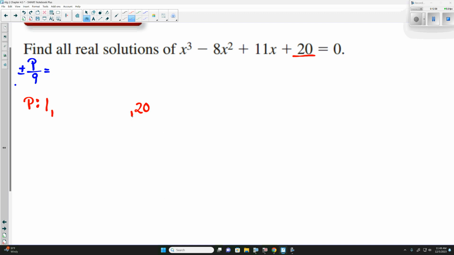Well, we have 1 and 20. What's our next one going to be? 2 and 10. 4 and 5.